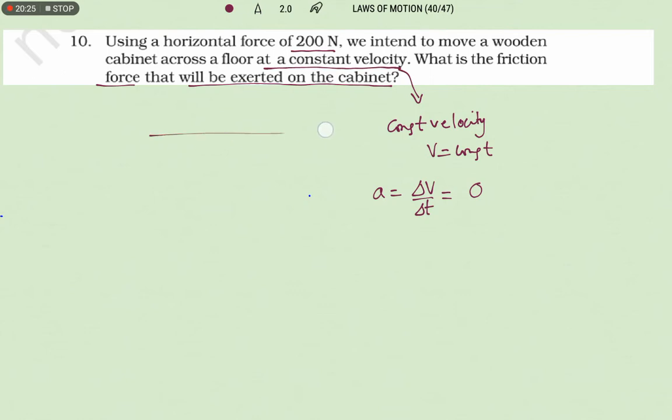At any point, whatever the point of the object it may be, it maintains the same speed. So if it is moving with the same speed, acceleration will be 0. If acceleration is 0, what is the net force exerted? So F is equal to 0. Frictional force is equal to 0.